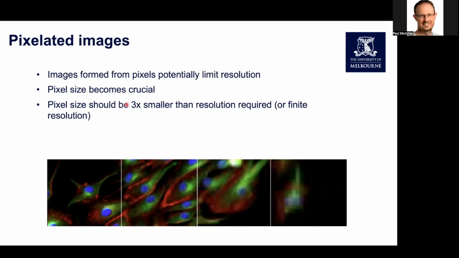So the rule of thumb, and I'll go into the theory behind this in a couple of slides' time, is that your pixel size should be about 3 times smaller than the resolution you acquire. So if you're trying to resolve an object, it should be at least 3 by 3 pixels for you to be able to do that. The example down here shows very small pixel values with increased pixel values, and hopefully you can see the decreased image quality that we're getting as we go through this.